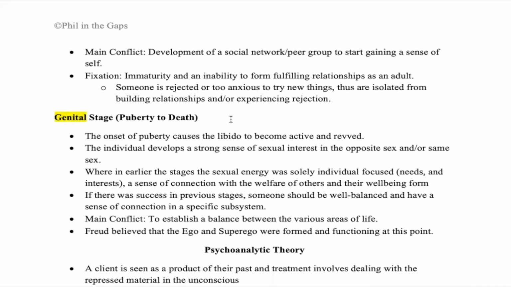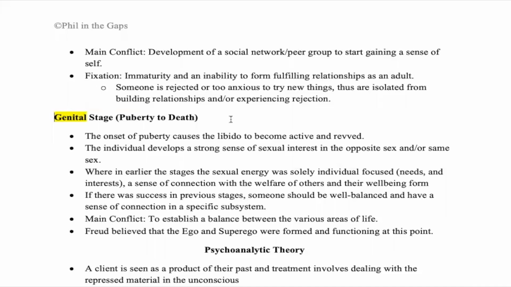So this is where all of that libido that was suppressed in the latent stage is now going to become hyperactive and revved up like a small engine that's about to explode, because the onset of puberty causes the libido to become active and hyperactive at sometimes and revved up. So the individual develops a sense of self, of sexual interest in the opposite sex and or the same sex, depending on how they're identifying or the urges that they're feeling inside of their body.